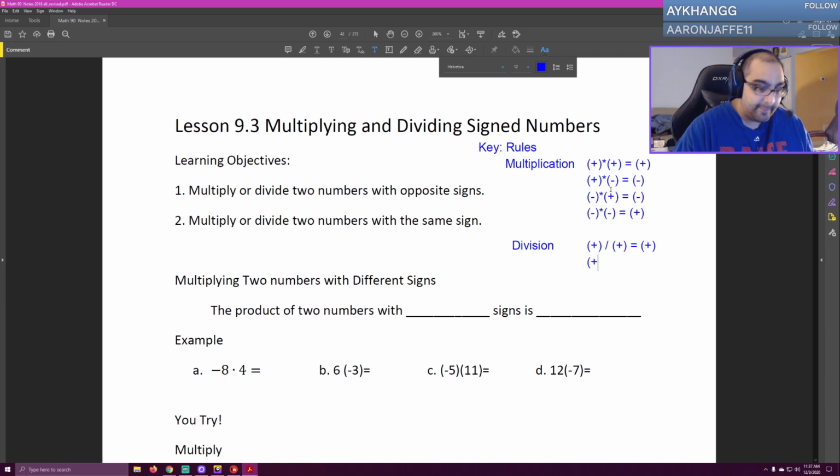Next, if we take a positive number and divide it by a negative number, our expectation is going to be negative. Just like multiplication, where a positive number times a negative number is negative, same thing for division. Next, we have a negative number divided by a positive number. Again, just flipping the places around, we get a negative result here.